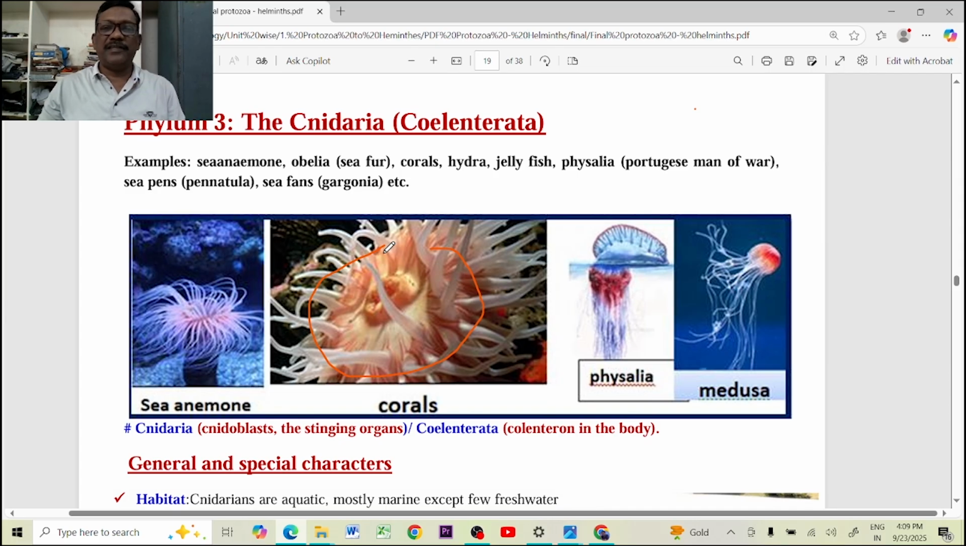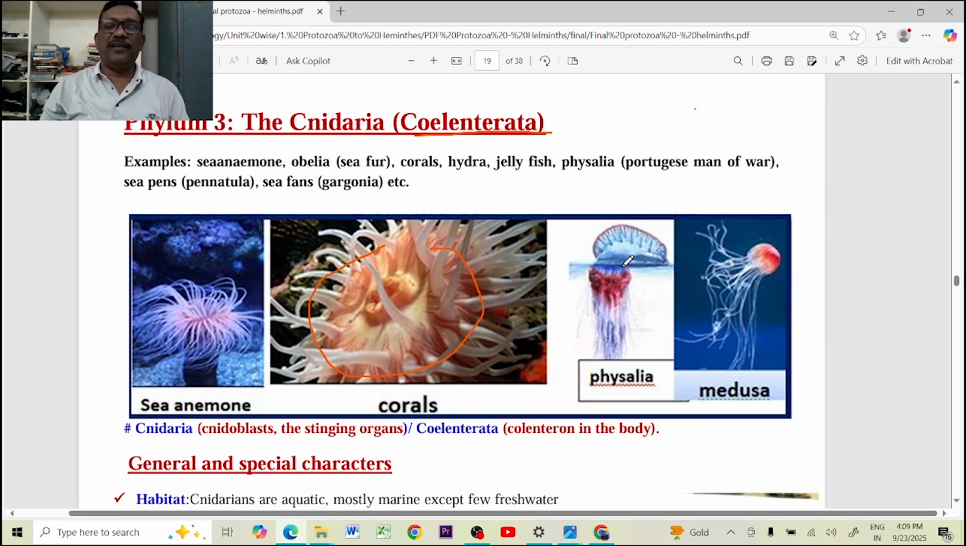The poisonous material which is released by the stinging organ, the nidoblast, is a hypnotoxin. Due to the release of hypnotoxin, the prey are arrested. The enemy is also sometimes arrested. This is also called Coelenterata because the coelenteron is present in the body.